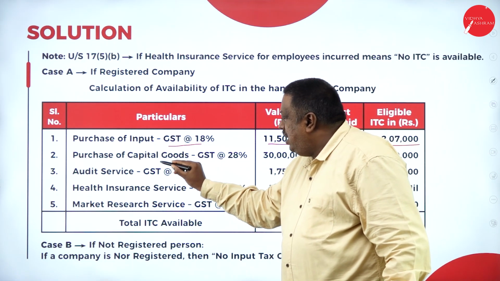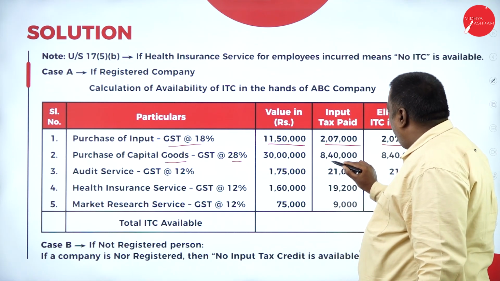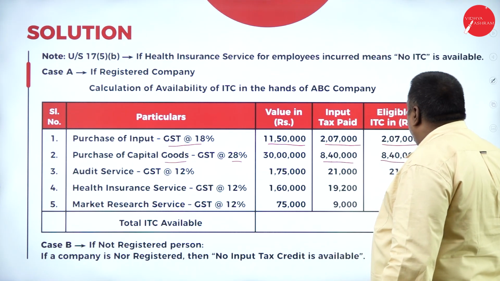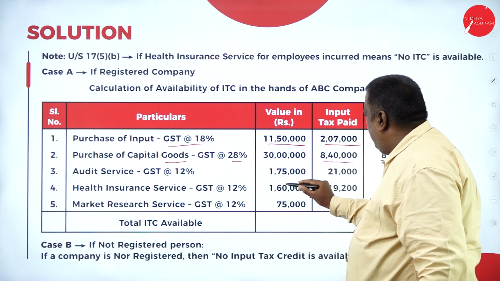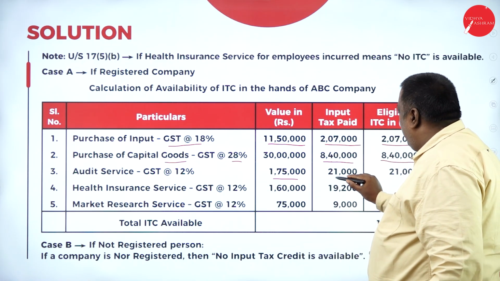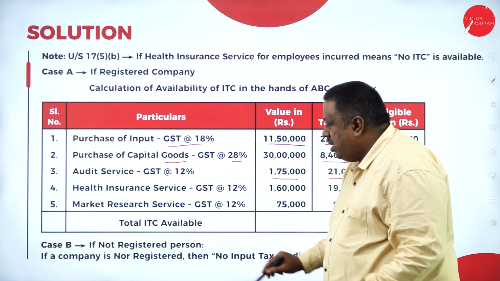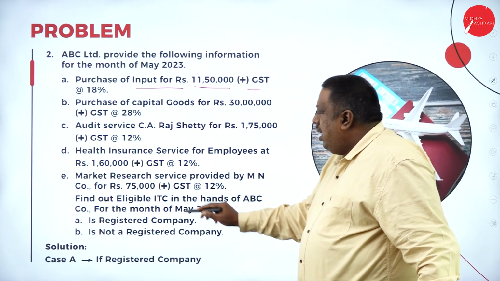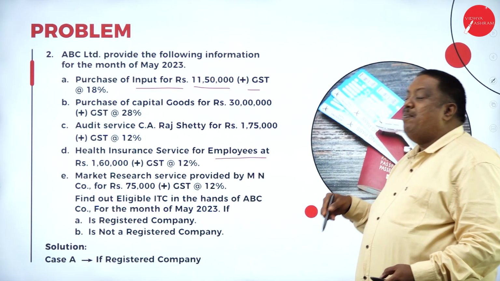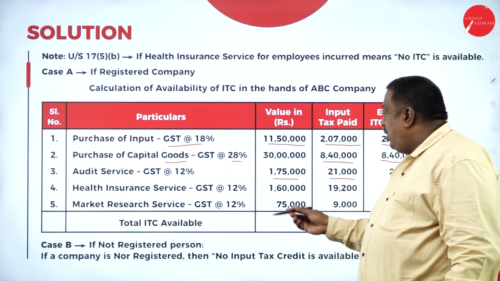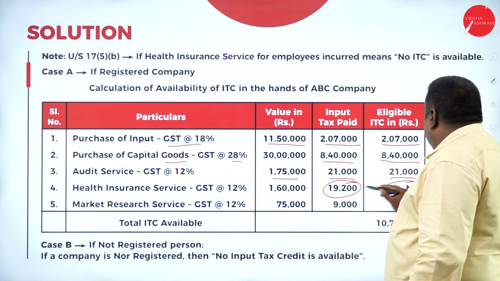At the time of purchasing the capital goods, I paid 28% tax on 30 lakhs, 8,40,000. The entire 8,40,000, I am eligible to claim ITC. Audit services, 1,75,000. I have paid 21,000. It is eligible. Health insurance. So here, health insurance service for employees. So here, the company is giving a benefit for their employees. So whatever tax they paid here, this cannot be claimed as ITC.